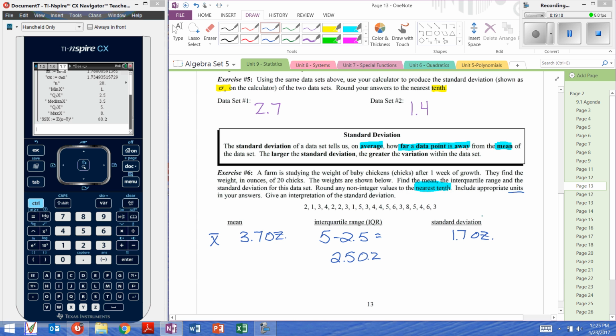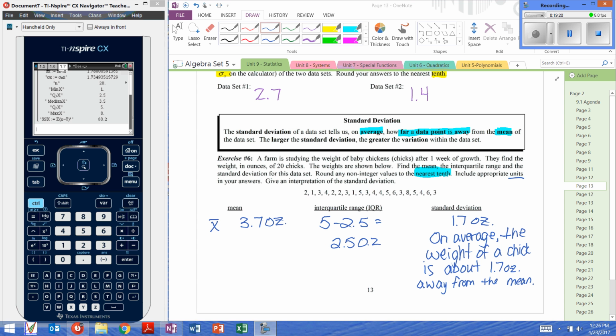So on average, the weight of a chick is about 1.7 ounces away from the mean, and the mean is 3.7 ounces. And we could keep adding that multiple times within like 2 standard deviations, and we could either go above or below, but again, I think that's getting to be a little bit more detailed for what we need to talk about in algebra.